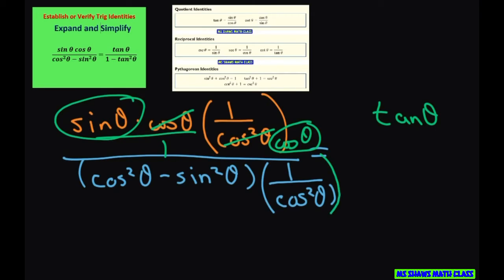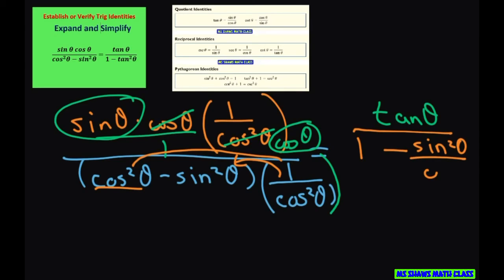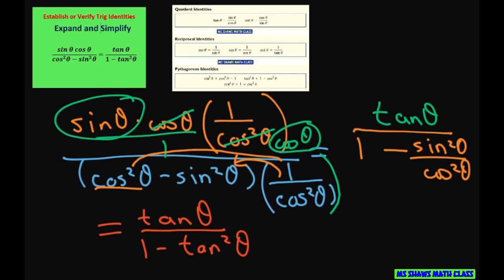All right, and then for this one, if you distribute, you have cosine squared divided by cosine squared gives you 1. Then you have minus, and then when you multiply these two, you get sine squared theta divided by cosine squared of theta, which is tan squared of theta. So your final answer is tan, or your proof actually, tan of theta over 1 minus tan squared of theta.